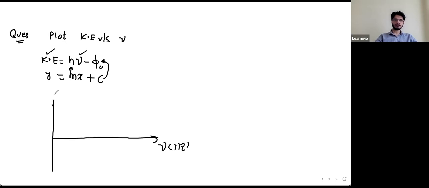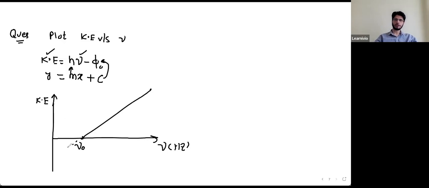On the y-axis, I'm taking just kinetic energy. The graph will be a straight line, but it will start from the threshold frequency, because if the frequency is less than the threshold frequency, there is no emission. So the graph will start from here, and it will go straight.